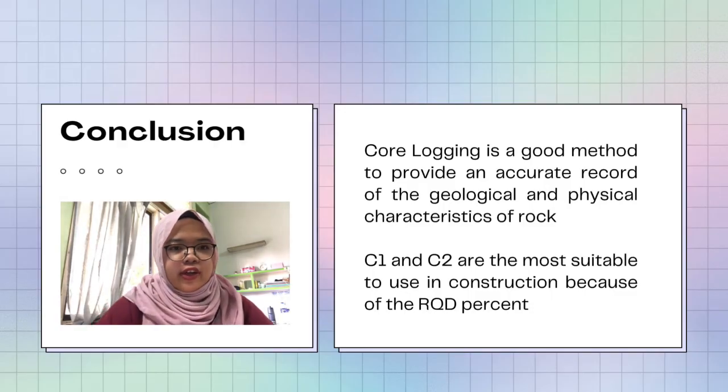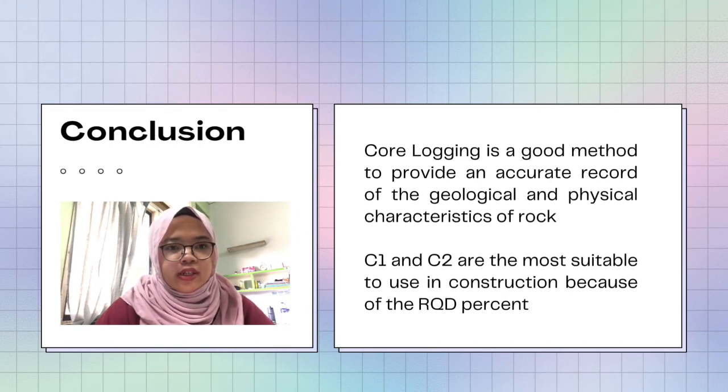The conclusion of the experiment is that core logging is a good method to provide an accurate geological and physical characterization of rock. So in the experiment, cores number 1 and 2 are the most suitable options to use in construction because both of them have good rock quality designation, RQD %.